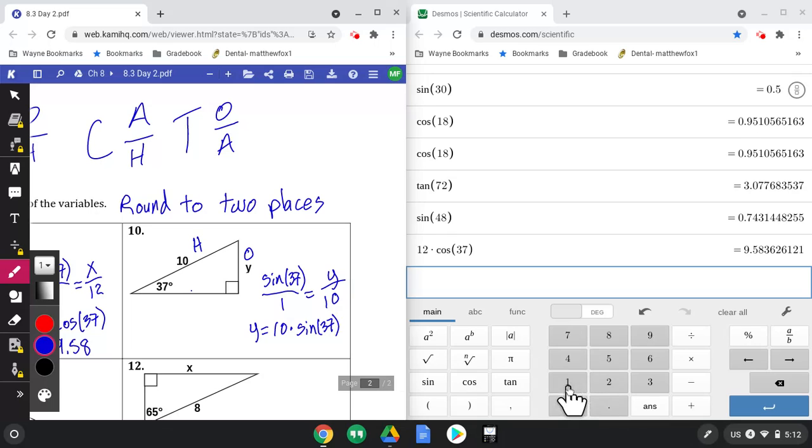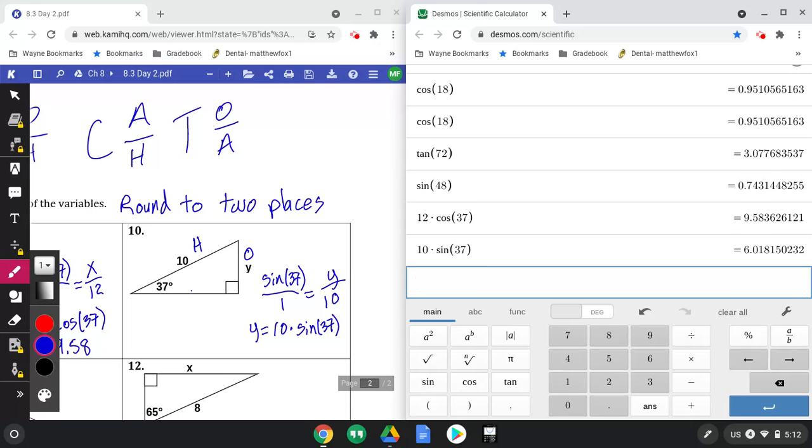So I come over here, 10 times the sine of 37, close it, hit enter, and there we go. Our answer, if we round to 2 decimal places, y is going to equal 6.02. And that is the length of this side. And we know that's true because anytime the hypotenuse is 10, it's a right angle with 37 degrees here. The only way that's possible is if this has a length of 6.02.